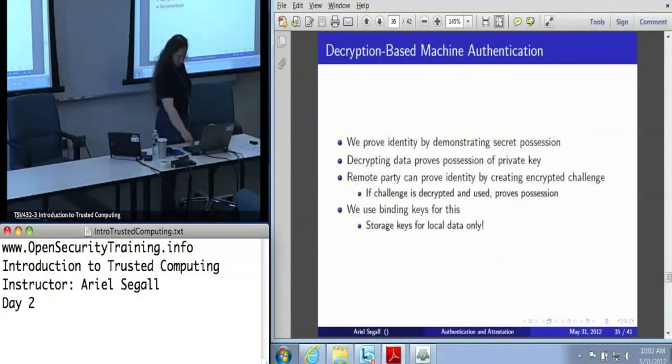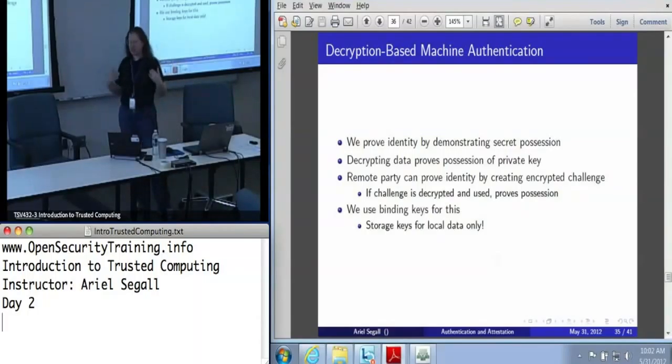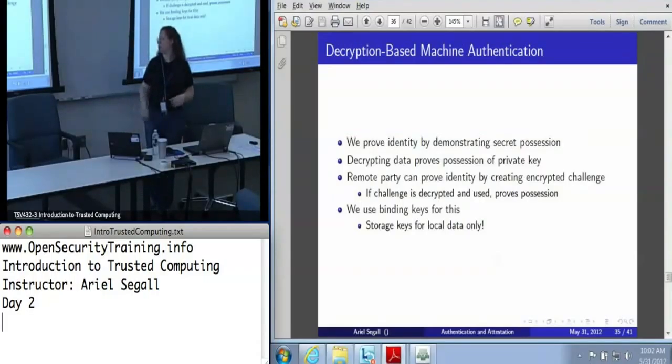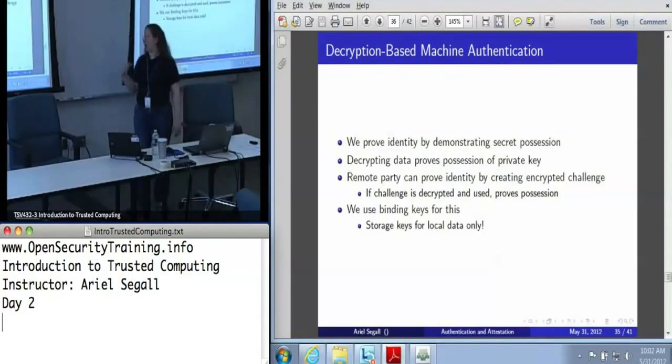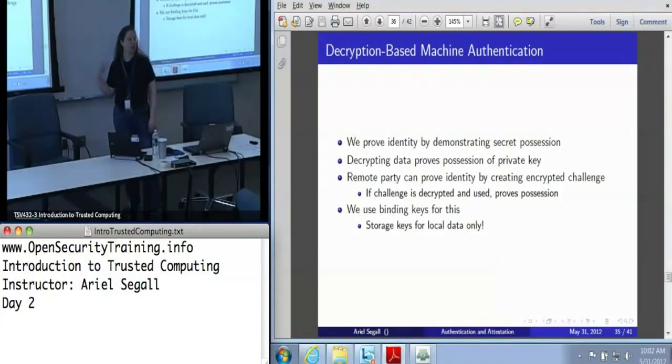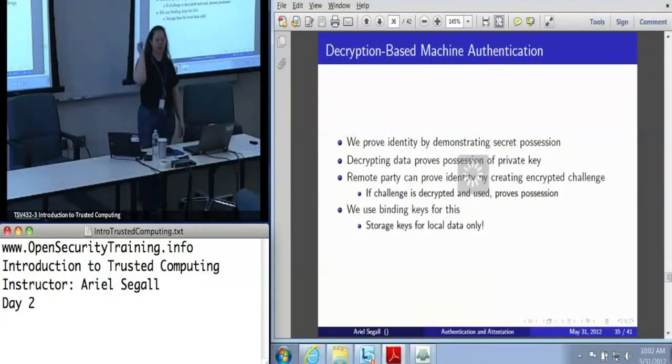So, we're almost done here and then we can take a break. Decryption. This is a less intuitive form of machine authentication, but it's still pretty powerful. In this case, we are showing what our identity is by demonstrating that we possess a secret, in other words, the decryption key. So a remote party can prove my identity by creating an encrypted challenge and sending it across the wire. If that challenge is decrypted, they know it was decrypted by me. This is what binding keys are for, because I can encrypt something remotely for a TPM key on your machine.